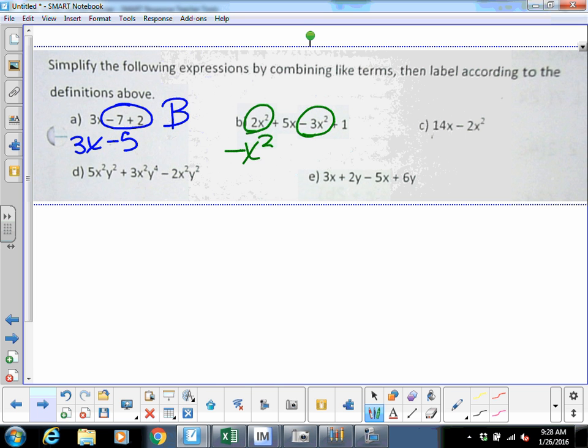No, I have a 5x, and I have a 1. That's as simplified as that term can get. So this is a trinomial. Okay, if it cannot simplify, it's just done, and then you label it. All right, so y'all take a second to see if you can work on C, D, and E. D will be the hardest one, I'm sure.